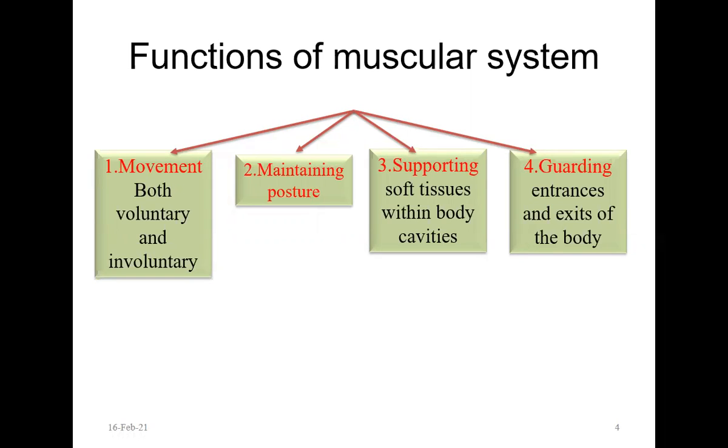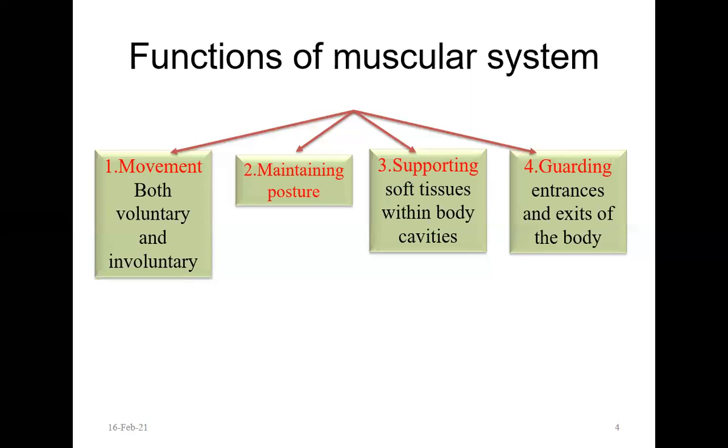Then the supporting function, supporting soft tissue within the body cavities. Body cavities means inside the abdomen. There are cavities, that is one cavity. In the thoracic region, there is one more cavity. So the muscular system gives support to soft tissue within the body cavities. These muscles on the abdominal wall will keep the internal organs inside, like the stomach, the intestine, the kidney. All those are kept inside by the supporting muscle tissue which are around, which form the anterior abdominal wall and the posterior abdominal wall.